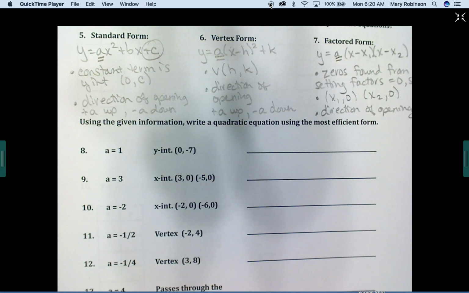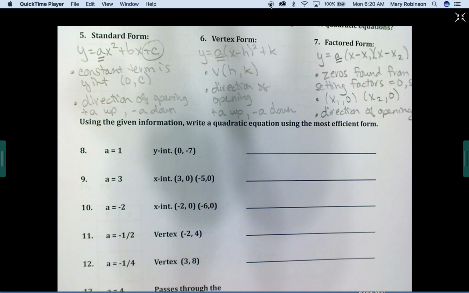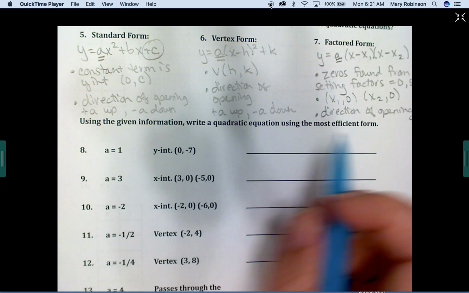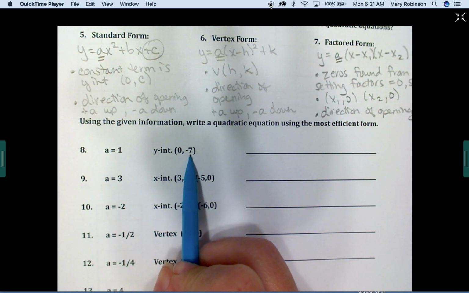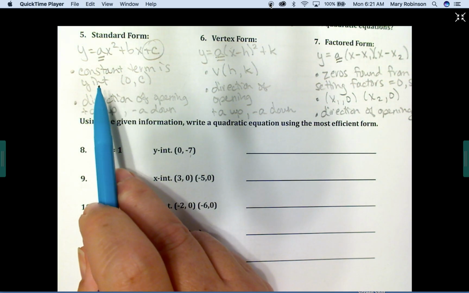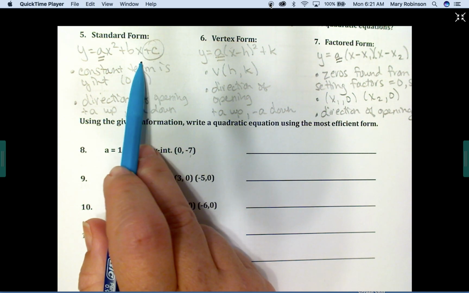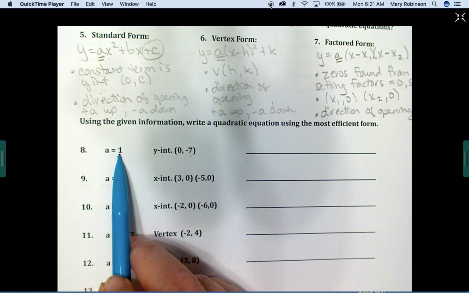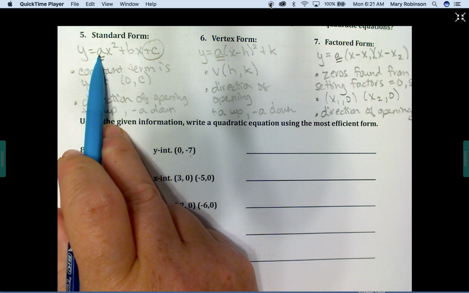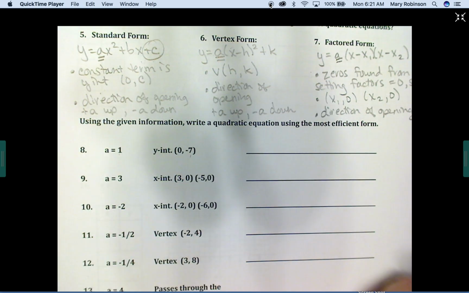All right, for 8 through 13, you're now asked to write a quadratic function using the most efficient form. So that means if we give you a y-intercept, you should know that here the constant term is the y-intercept, so we should use standard form. So our equation should look like this when we get done. You're given the a value to substitute in for a as well, so make sure you do that as well.